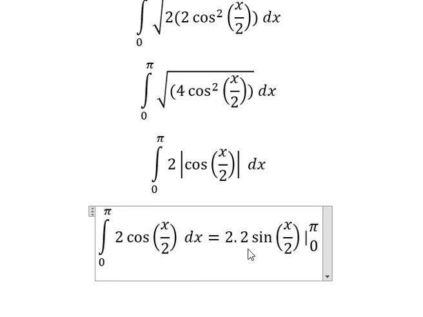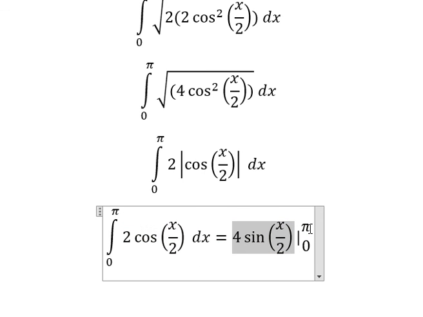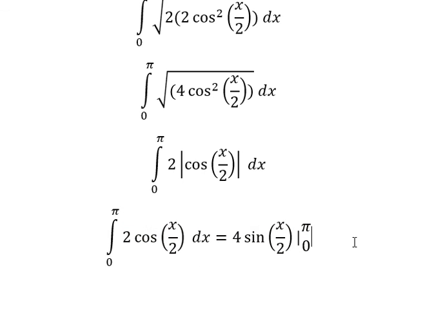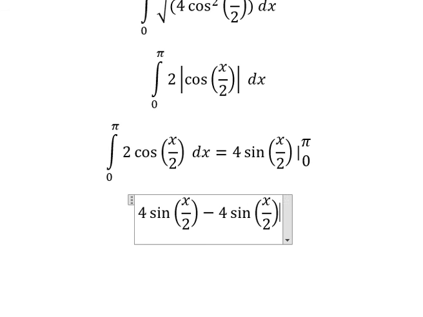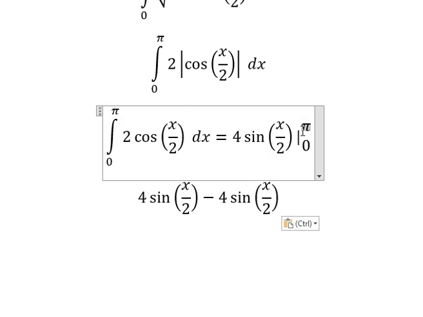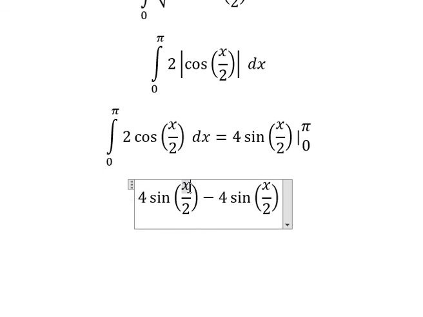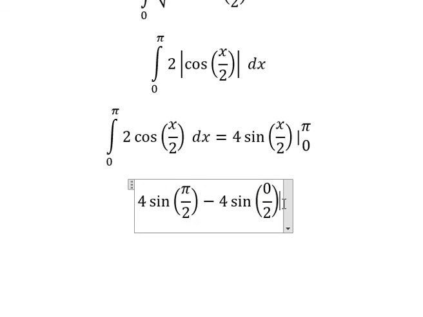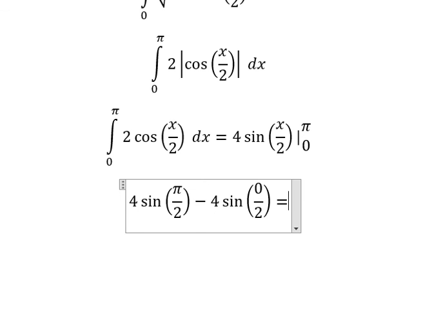Number 2 with number 2, we have number 4. And we put the bounds in here. So we put b in here. And number 0 in here. And now we got the final answer. And that's it about number 4.